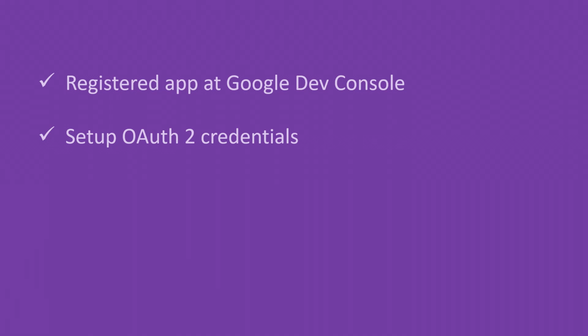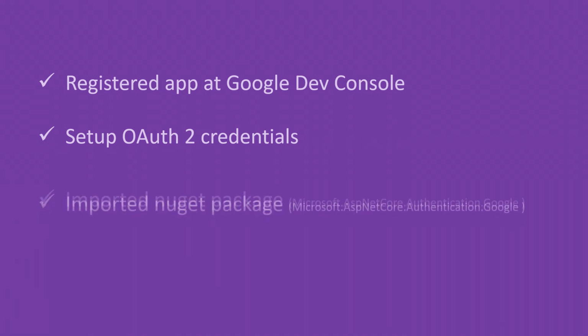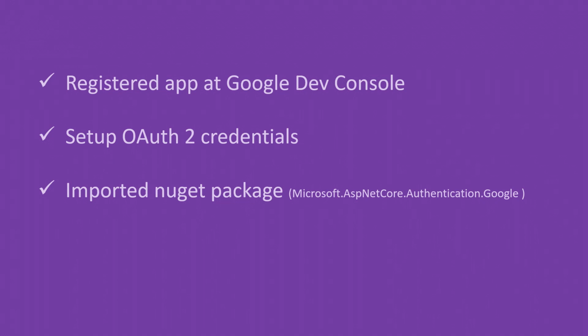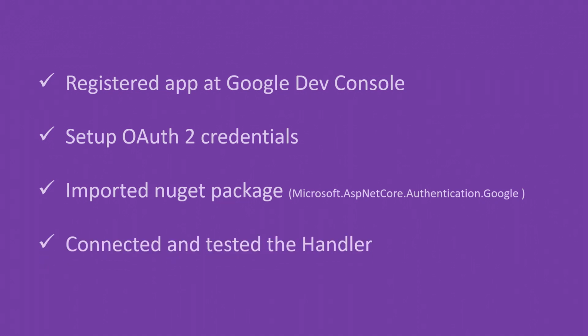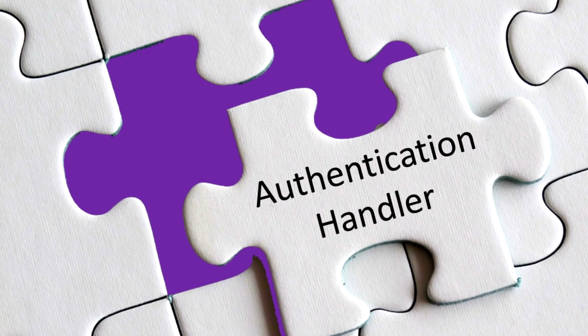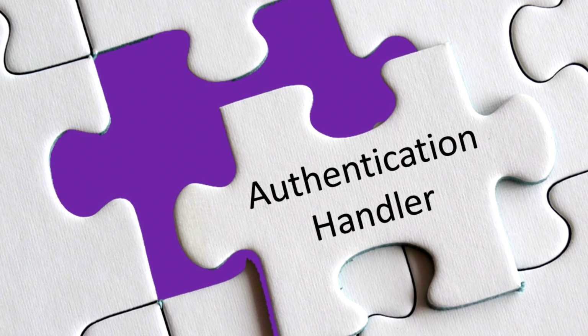So far, we registered an application at the Google Developer Console. We received OAuth 2 credentials so our app can use Google as the IDP or identity provider. We imported a NuGet package from Microsoft that makes connecting to Google very easy. And we connected and tested the handler to see if it works. What exactly is a handler, and how does it relate to authentication middleware?